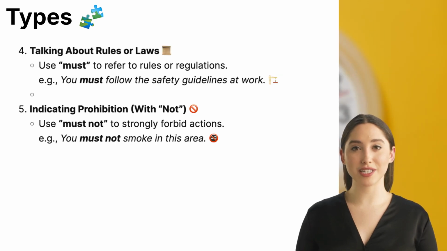4. Talking about rules or laws. Must is often used in official settings to describe regulations and policies. Example, you must follow the safety guidelines at work. This means that the safety guidelines are a strict requirement.